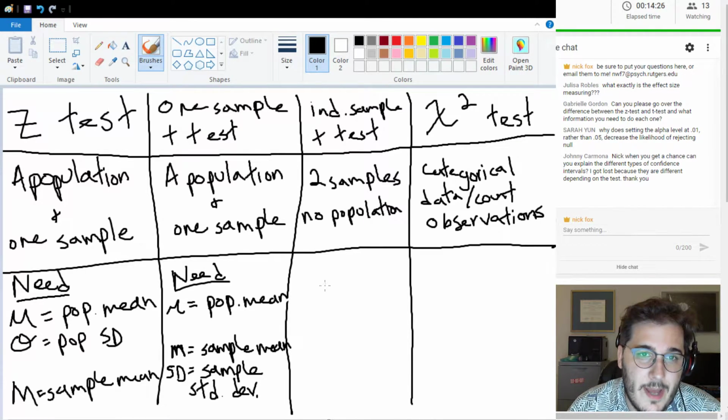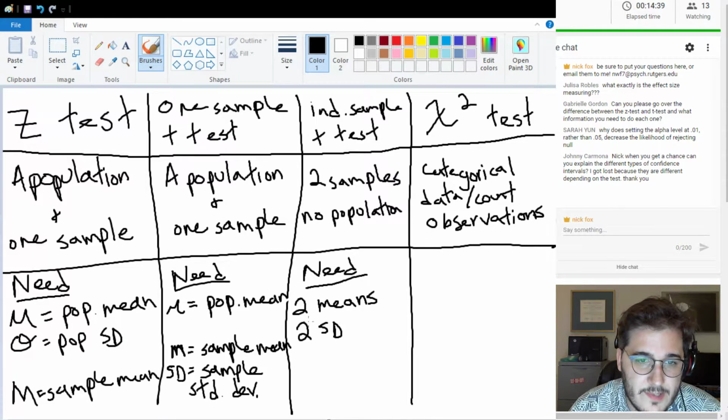Now with the independent samples t-test, you have no population. So what you need is two means and two sample standard deviations.